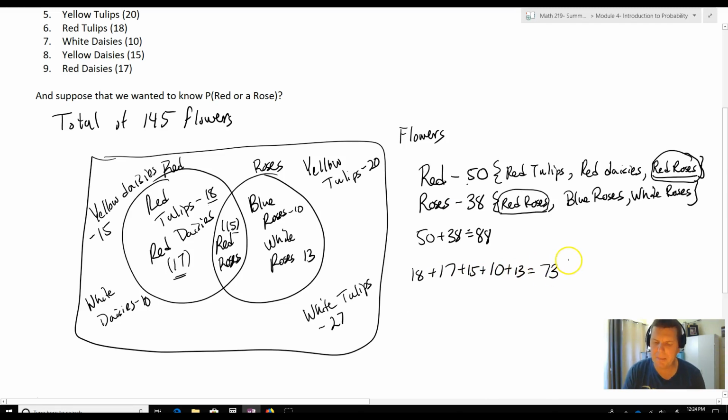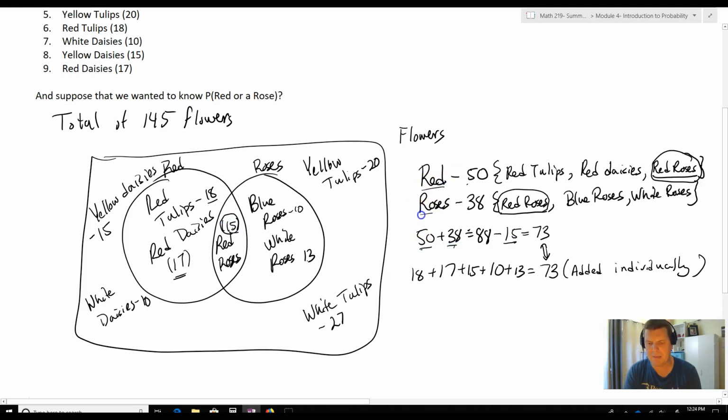So when I added them up individually, I got 73, and when I added them up as groups, as red and roses, I got 88. What's the difference? You'll notice that the difference is actually 88 minus 15 is going to give us 73, right? So these two would be the same if I actually subtracted out the 15, which just so happens to be the red roses.